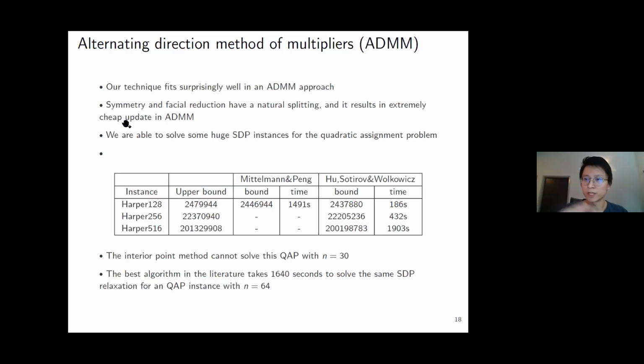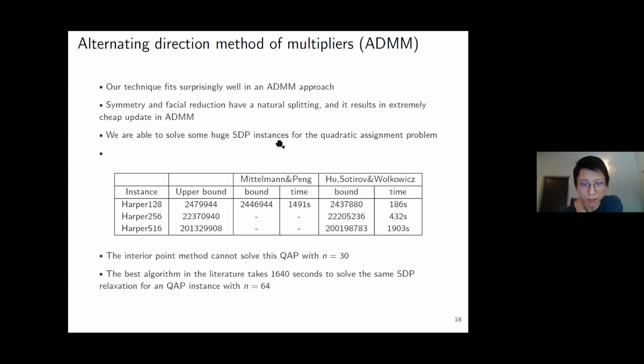So at each iteration, you get your subproblems. One of your subproblems is solved explicitly. You get an explicit formula. And another subproblem is equivalent to a spectral decomposition. So both subproblems can be solved extremely simply. And that's the key in a first order method like ADMM. And this enables us to solve some huge SDP instances.